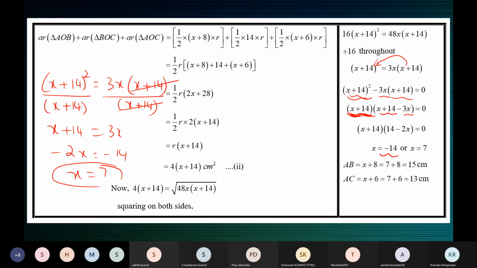How does that happen? It's like, you have a square minus 3x into a. So if you take a common, another a will be there, minus 3x. Like that, x plus 14 is common. In the bracket, this is x plus 14 the whole square, so one x plus 14 you should write. And here this x plus 14 is outside. So this minus 3x. So x minus 3x is minus 2x. So this product is 0. That means either x plus 14 is 0 or 14 minus 2x is 0. I'm solving this. You get two values for x, minus 14 or 7.